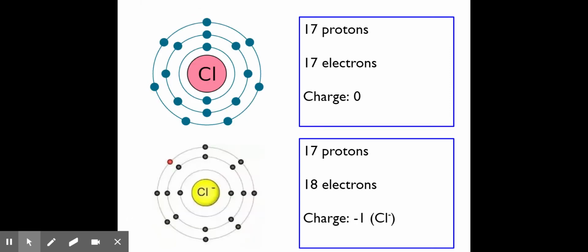Now let's look at another example, chlorine. Chlorine is number 17 in the periodic table, which means it has 17 protons.